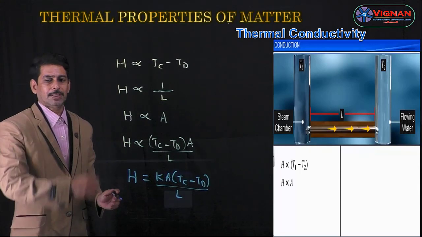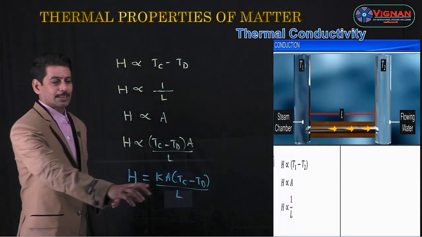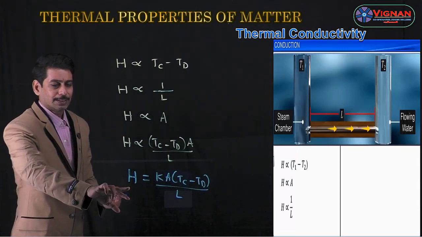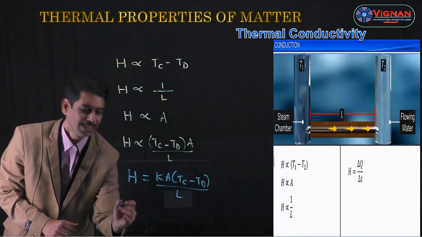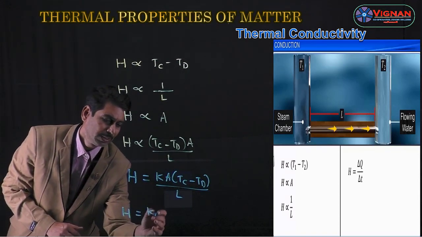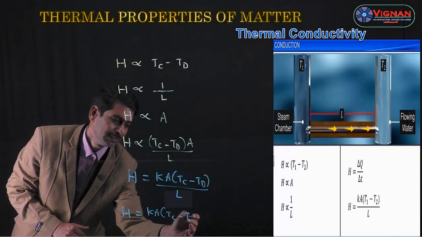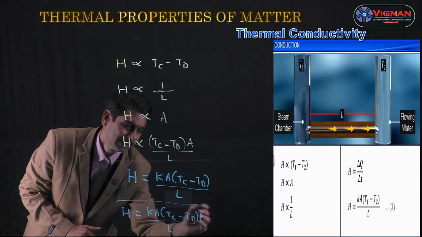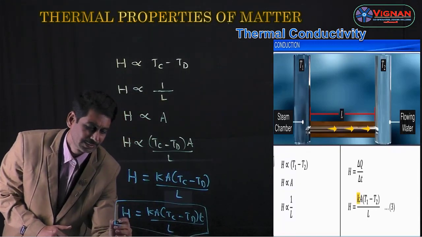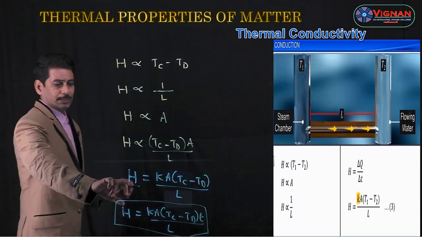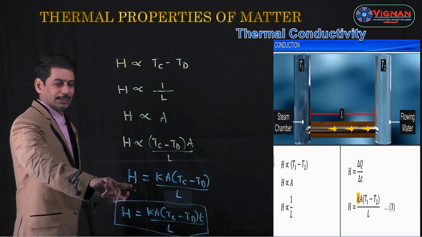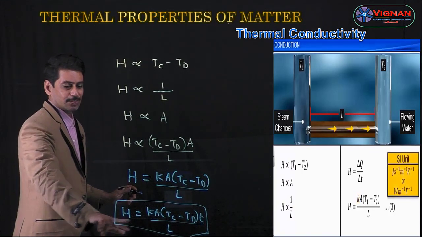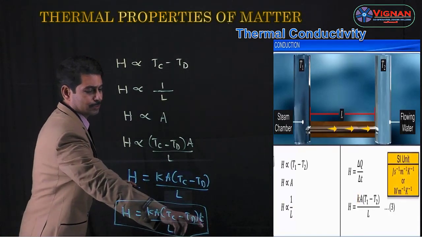This is the formula for the rate of flow of heat energy, where K is a constant called the coefficient of thermal conductivity. The heat energy flowing in t seconds is given as H is equal to K A (Tc minus Td) into t by L. This is the formula for the amount of heat energy flowing in t seconds, while the earlier one is for the heat energy flowing per second.